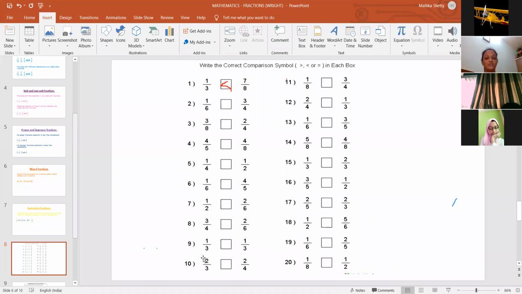Are they like fractions or are they unlike fractions? Is 2 by 3 greater than 2 by 4? Okay. Similarly, I'll try to add this in the Google Classroom. From there, you all can solve the other side. I'm just moving on to another worksheet here.